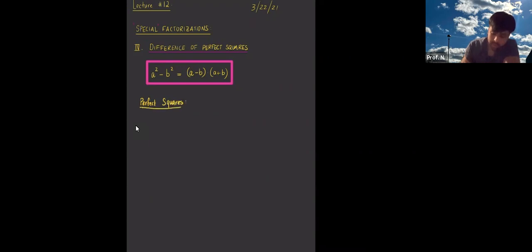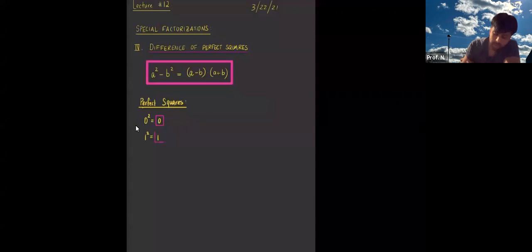So the perfect squares, these are numbers that you should already have in your head and be able to identify them. So we can start from the smallest, right? Obviously 0 squared is 0. So 0 is a perfect square, believe it or not. And then when you take 1 and we square it, 1 is also a perfect square.